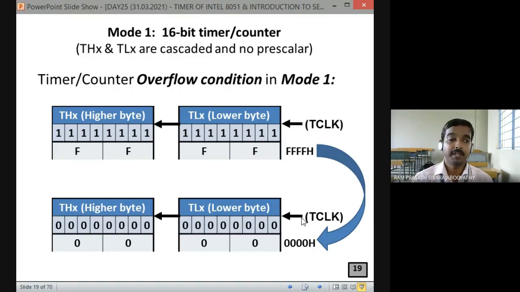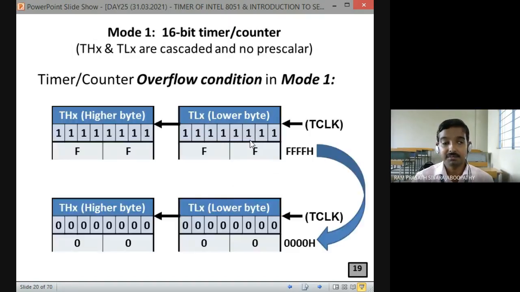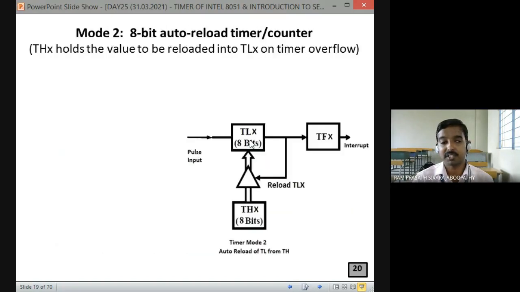Fine. Then coming to mode 2. Mode 2 பொறுத்த வரைக்கும் நல்லா கவனிங்க. Pulse input எதுக்கு போகுது? TLX க்கு போகுது. கரெக்ட்டா? Fine. So what about the maximum count value we can have here? Can you people type it in the chat? இதில maximum count value FFH சொன்னோம். கரெக்ட்டா? Here it is an 8-bit timer counter. What about the maximum value we can put in TLX? FF only. Fine.